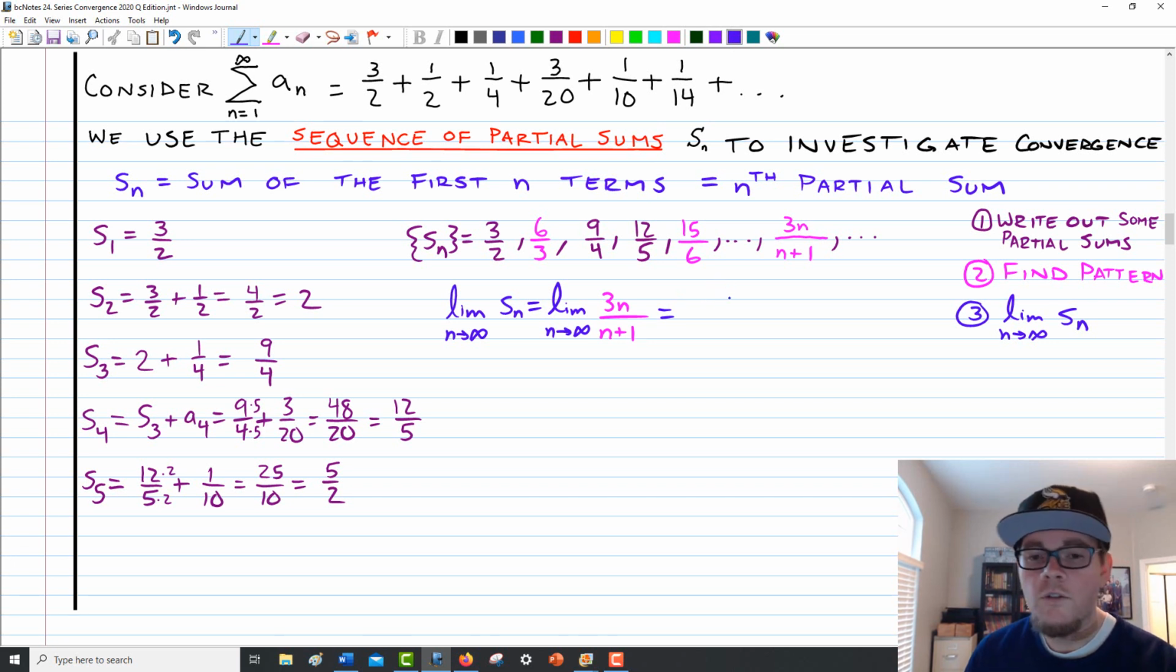That limit, I mean, you can use L'Hopital's rule if you want to. However you do it, that limit is going to be equal to 3. And 3 is indeed a real number. 1, 2, 3. It is. Therefore, what we've just shown is that the sequence s sub n converges to 3.